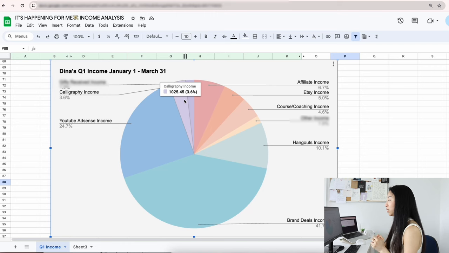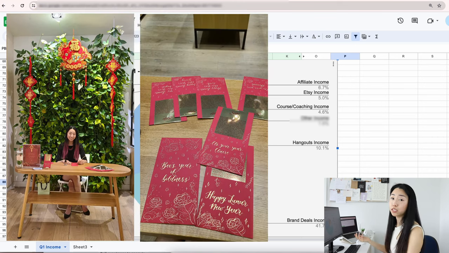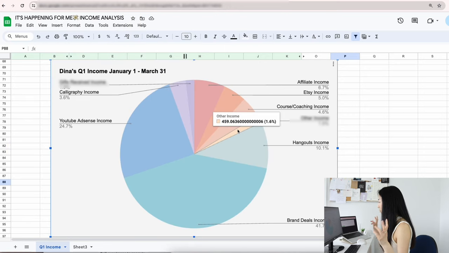And with calligraphy, I don't really try to get calligraphy projects right now. If people email me, if they want me to teach a workshop or they want me to do on-site calligraphy, I'll do it. I accept it when it comes my way. The next one is other income, which was $400.